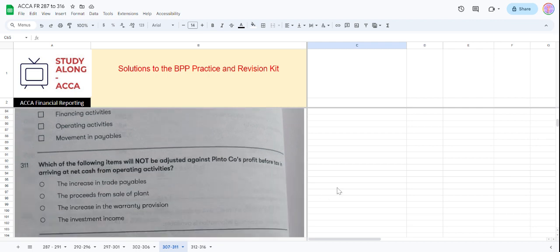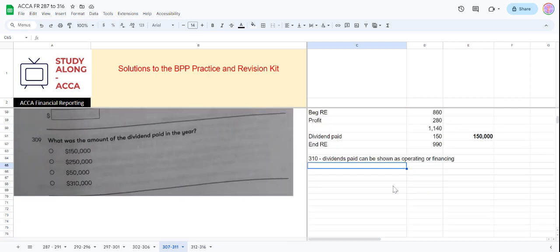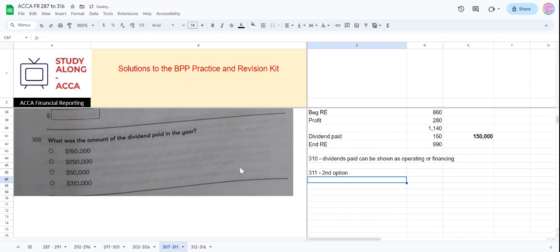311, which of the following items will not be adjusted against P company's profit before tax in arriving at net cash from operating activities? So the second option, the proceeds from sale of plant. It is the profit on disposal of the plant that will be adjusted against profit before tax, but not the proceeds of disposal. So the proceeds will not be adjusted in the operating activities. Yes, the profit will be, but not the proceeds. So the second option will be the answer for this.